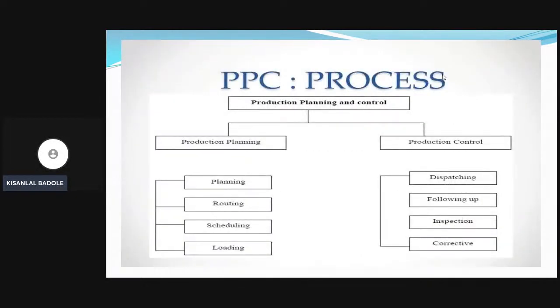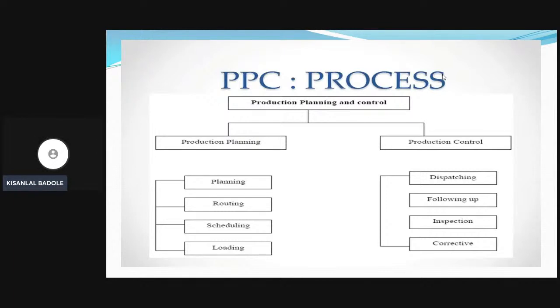After that, this is the production planning and control process. In this process, which type of parameter plays the very important role? See their classification. Production planning and control is production planning as one type and production control as another type. Planning includes routing, scheduling and loading. These come under production planning. After that, what comes under controlling? It may be dispatching, as well as follow-up, inspection and corrective action.